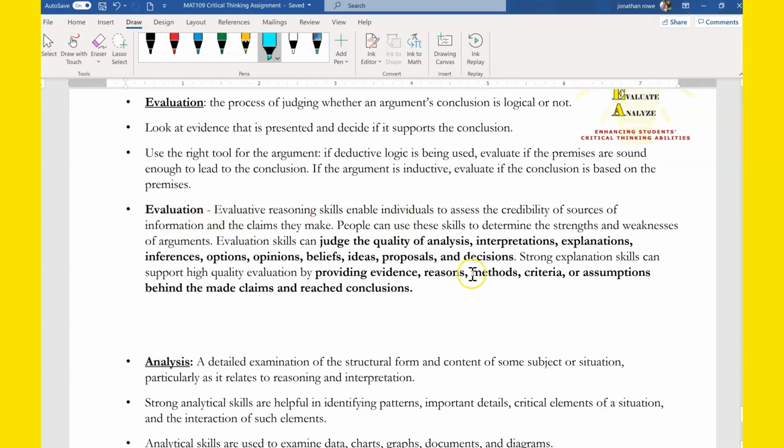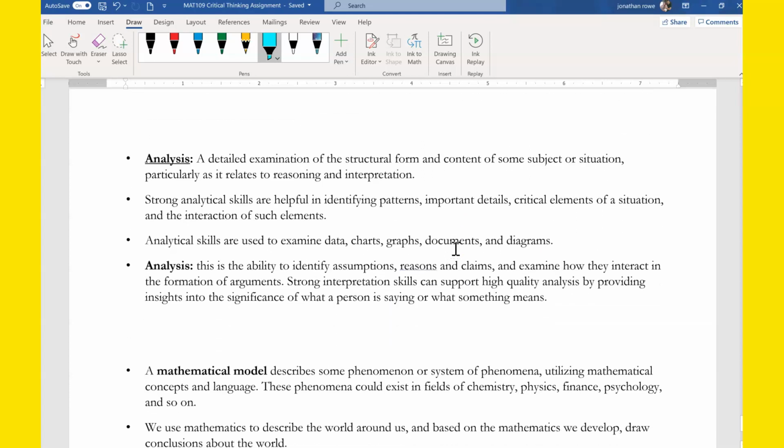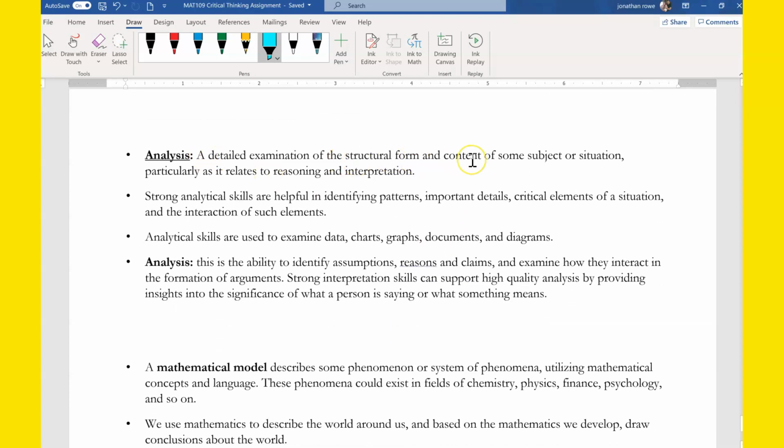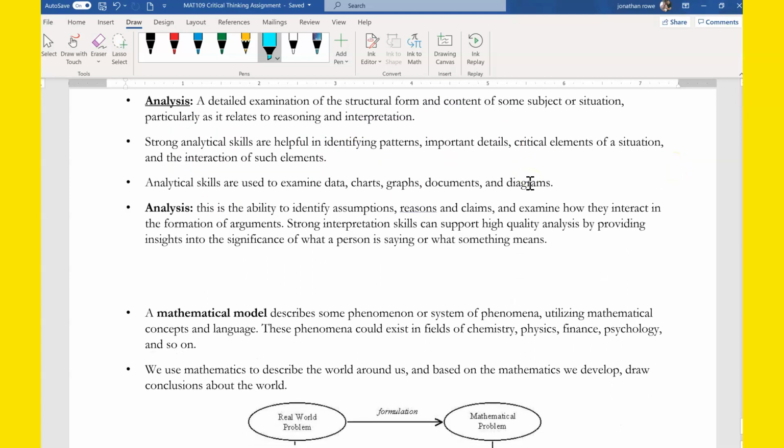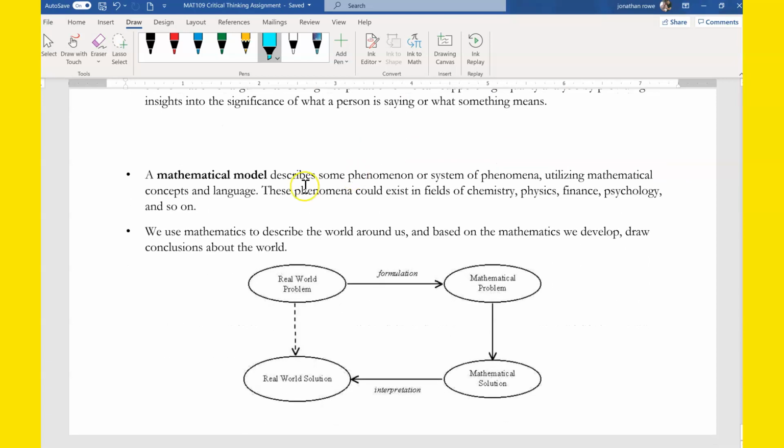Evaluative reasoning skills enable individuals to assess the credibility of sources. I think we've already read the same thing up above. Analysis: a detailed examination of the structural form and content of some subject or situation, particularly as it relates to reasoning and interpretation. Strong analytical skills, we've already said all that. A mathematical model describes some phenomenon or system of phenomena utilizing mathematical concepts and language. These phenomena could exist in fields of chemistry, physics, finance, psychology, and so on. We use mathematics to describe the world around us.